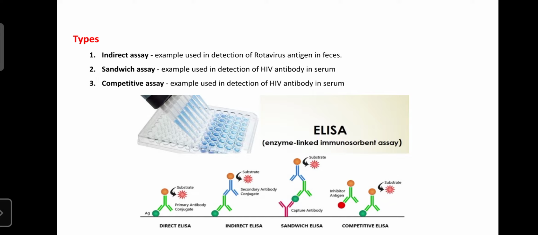For the direct assay, we form the interaction directly between antigen and antibody, then note down the diagnosis of the disease. But in the case of the indirect assay, we can identify the antigens.